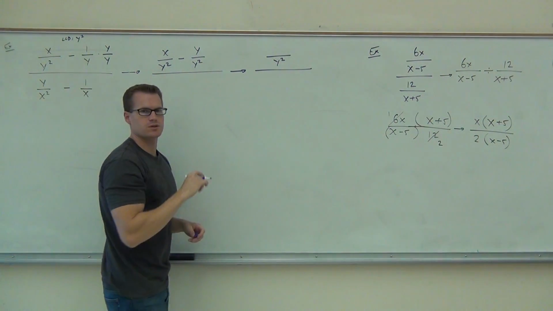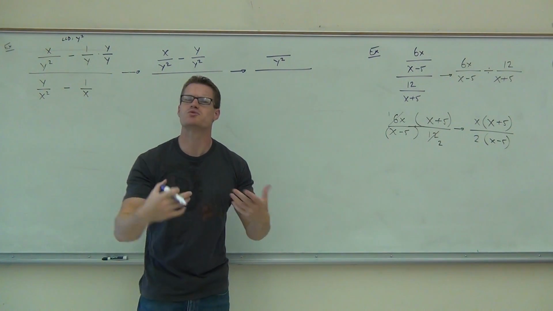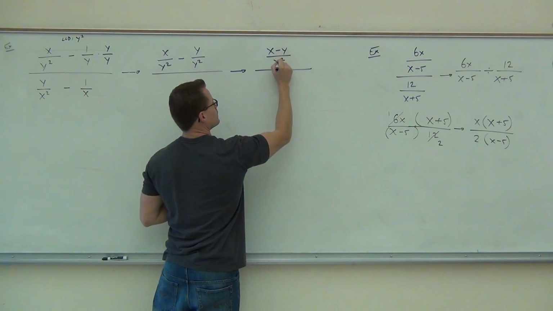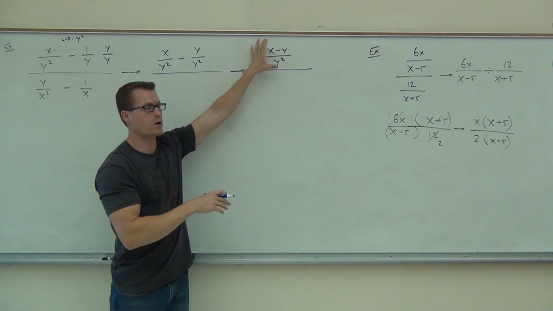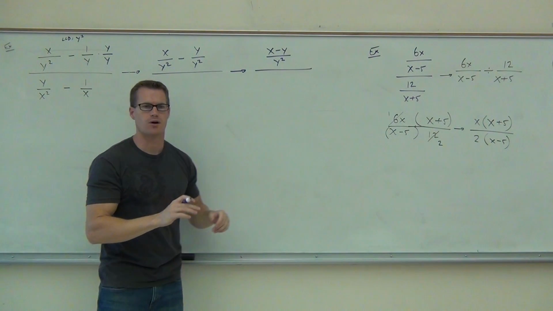What's on the numerator, folks? Good. Don't put negative xy. We're not multiplying there, right? We're subtracting. So x minus y. That's perfect. That's what we want. We have now one fraction on the numerator. Follow? That's great. We're going to leave that alone for now.